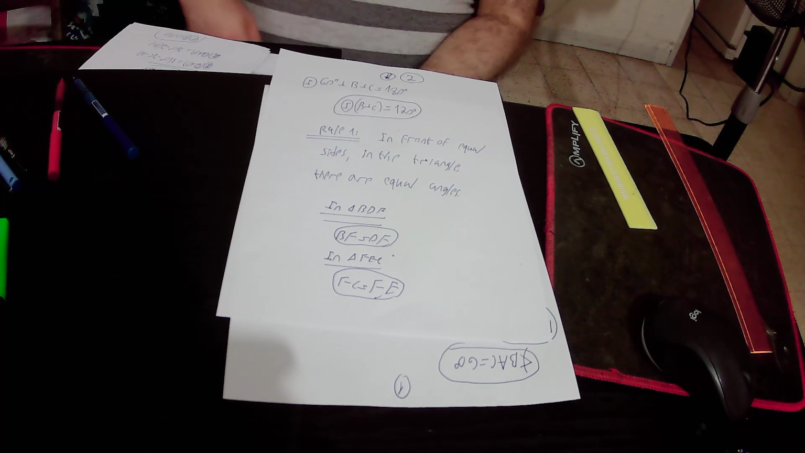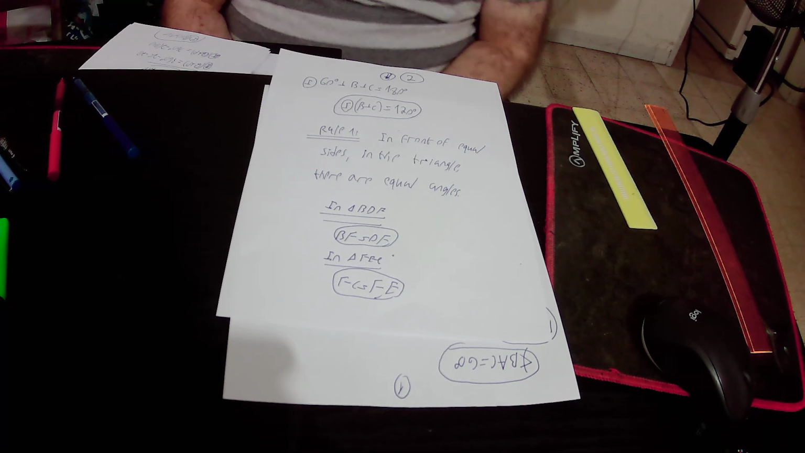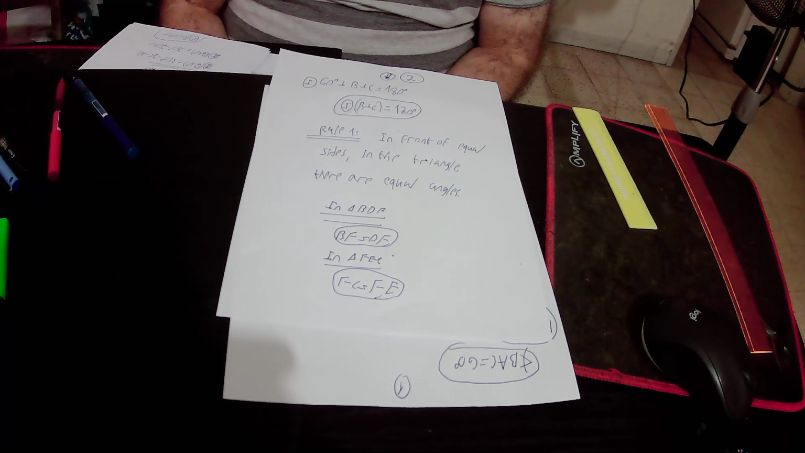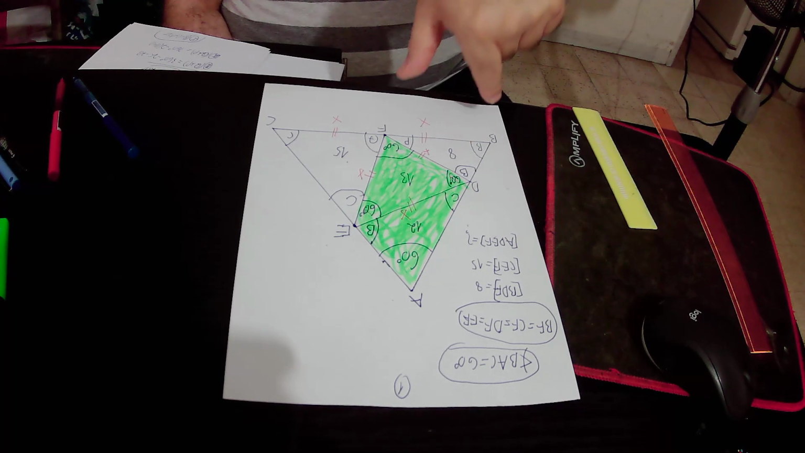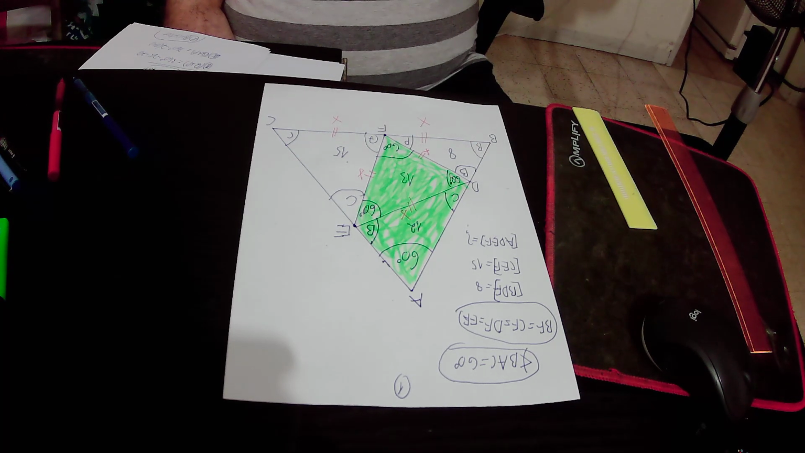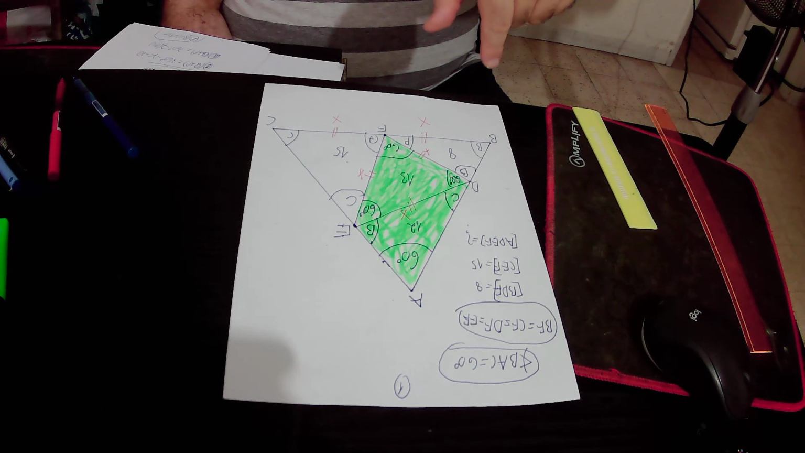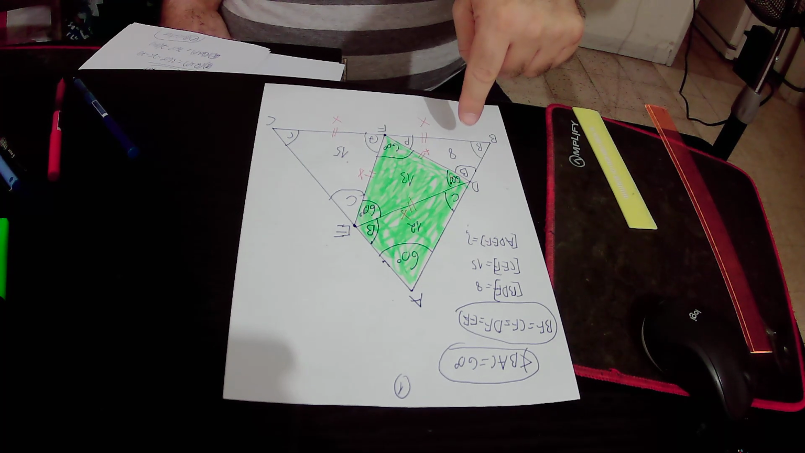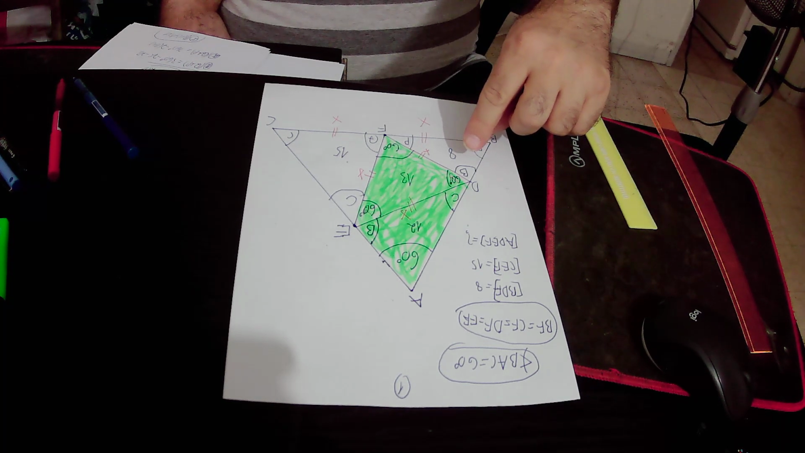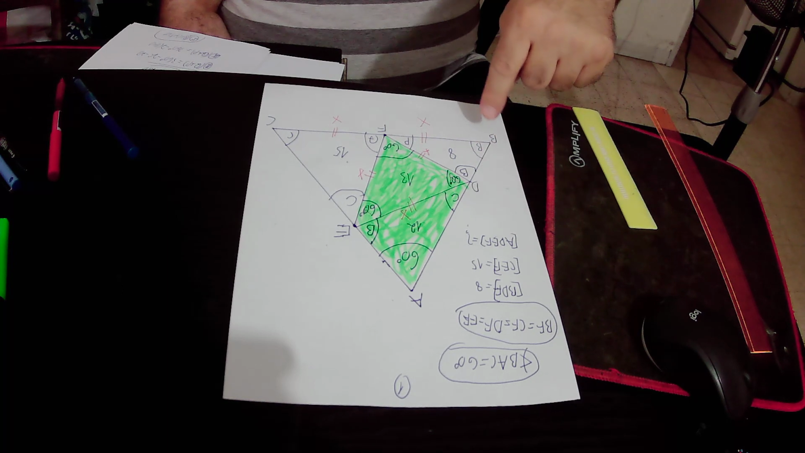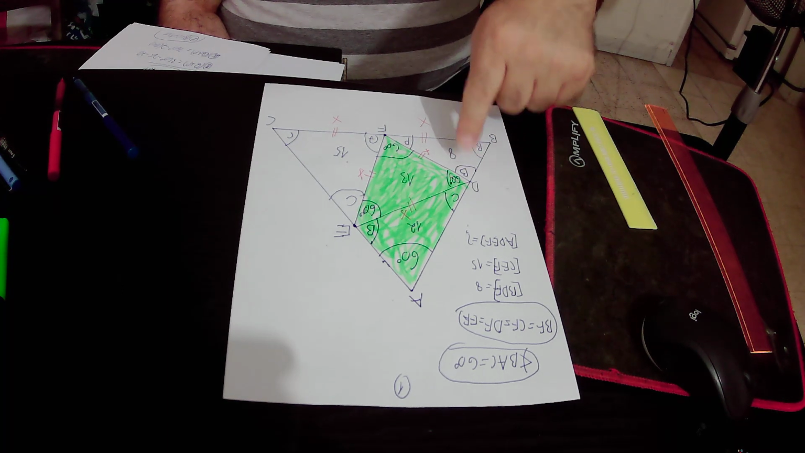Then we have rule number 1 that states that in front of equal sides in a triangle there are equal angles. So in triangle DBF we know that BF equals DF, and in front of DF we have angle B, so in front of BF we have angle BDF, and those two angles that are located in front of equal sides must be equal to each other. So if this angle is B, this angle must also be equal to B.